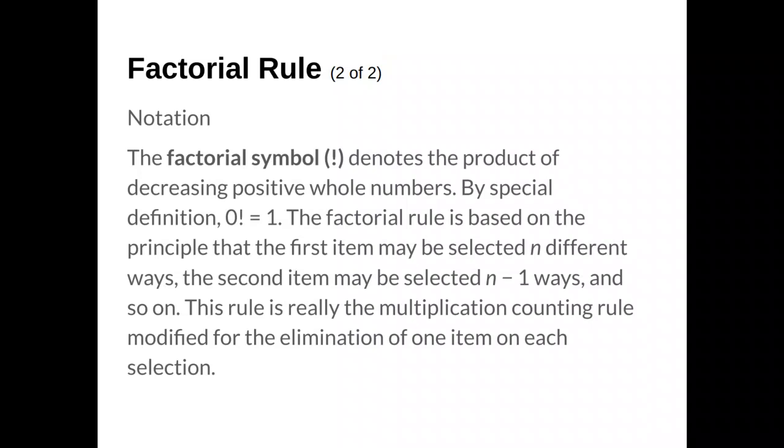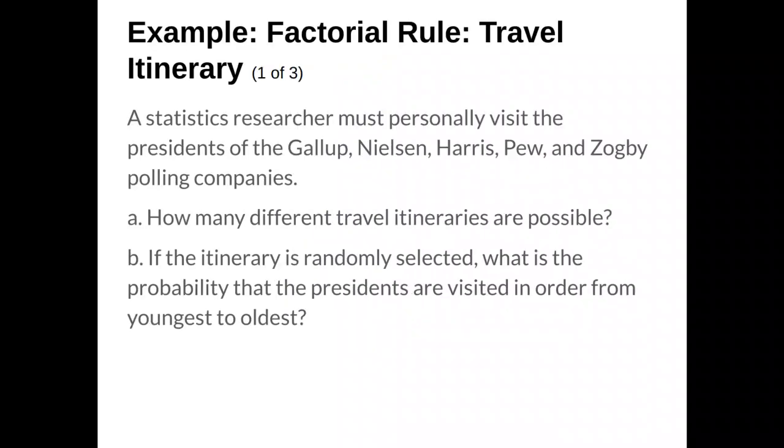So you get the first event has 10, the second has 9, the third has 8, and so forth going on down, and we end up with 10 times 9 times 8 times 7 times 6 times 5 times 4 times 3 times 2 times 1, which is 10 factorial. Okay. So let's look at an example.